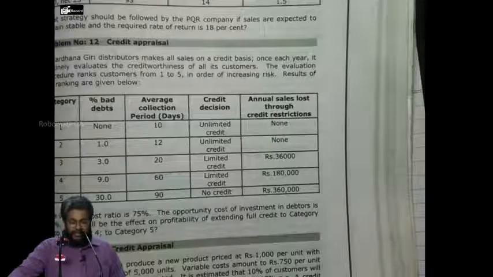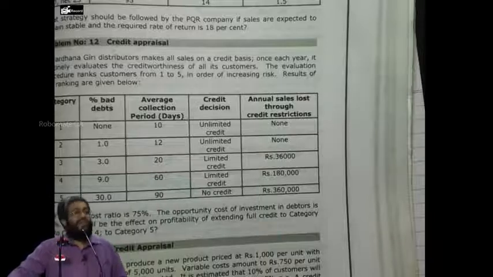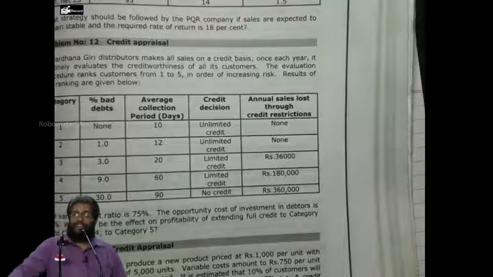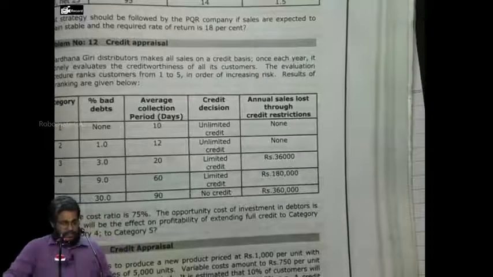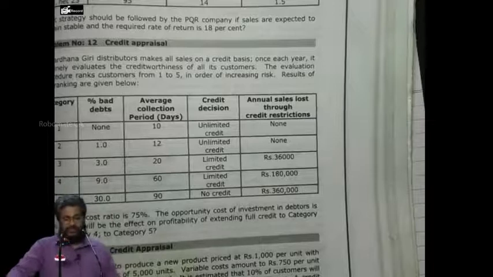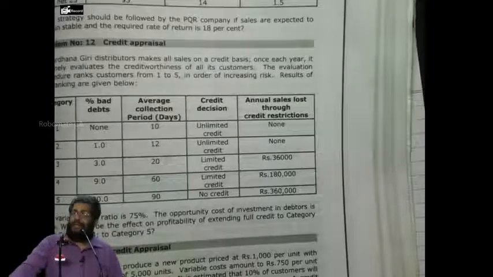What will be the effect on profitability of extending full credit to category 3, 4 and category 5 is the question. Please, I will give you 2 minutes time. Go through the facts of the question before you start with the solution. Go through the question quickly. Can I proceed?